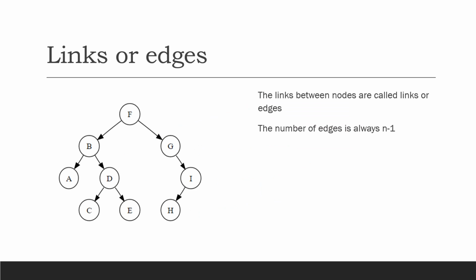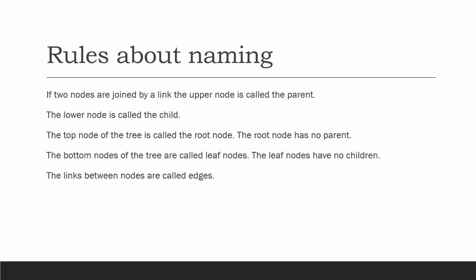Oh, incidentally, the links between nodes are also called edges. And a quick way to find out the number of edges in a tree is the number of nodes minus 1. So I've just set out the rules about naming there. Those points are ones that I've already mentioned. I'm not going to read them out, but you can come back and read this if you need to revise.